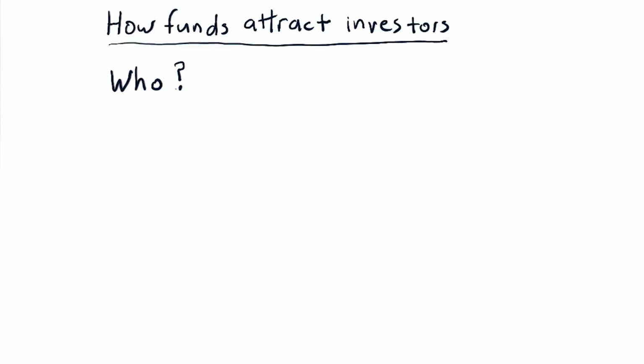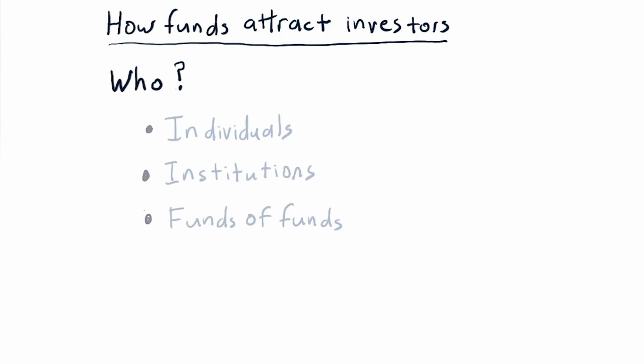From here on out, I'm going to assume that you want to be a hedge fund manager. And one of your first tasks as a hedge fund manager is to get investors. So who might your investors be? There are 3 major types of investors in hedge funds. Of course, there's others besides these, but these are the 3 main types.